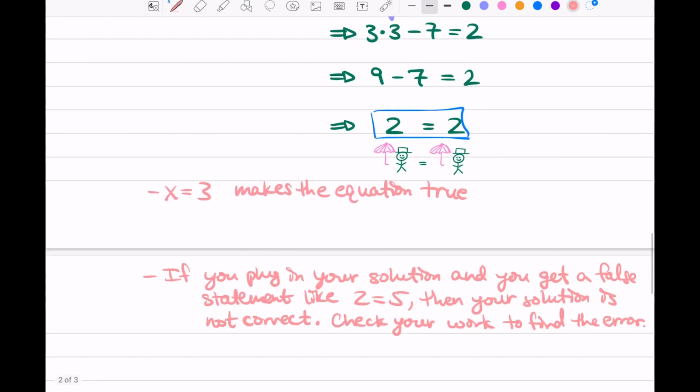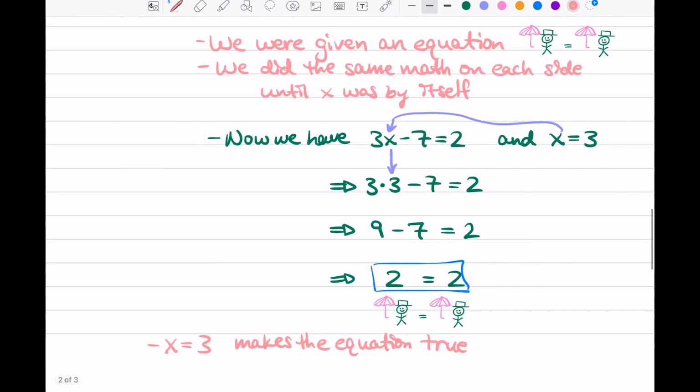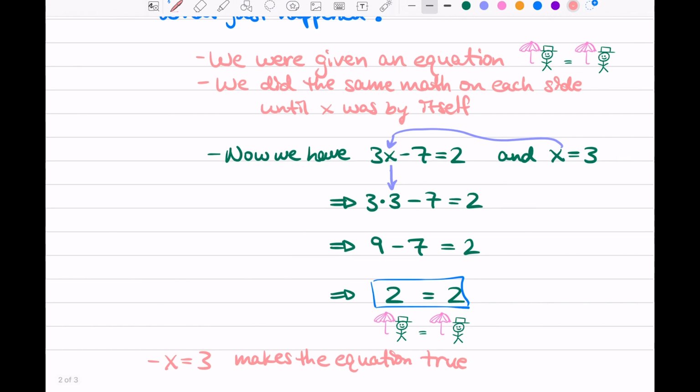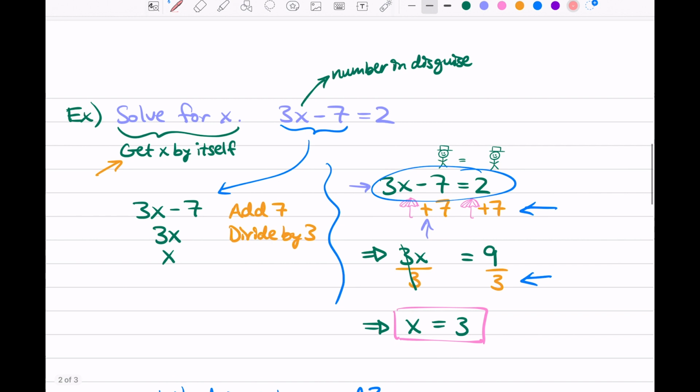If you ended up with 2 equals 5, that is clearly a false statement. 2 does not equal 5. At every step in the process, your equation has to be true. Over here, we added that 7 to both sides to make sure the left and the right were the same. And then we did the same thing over here. We divided by 3 to make sure the left and the right are the same. If we made some error here, then we might end up with a different answer. We might end up with, let's say, x equals 5, or anything else.